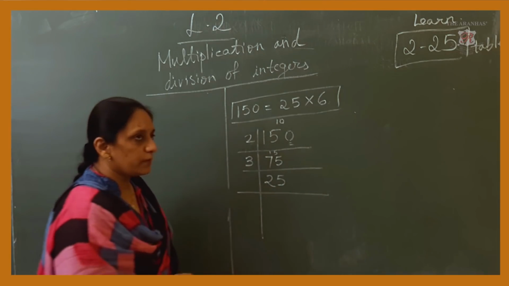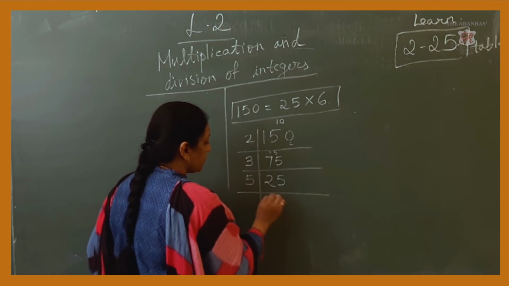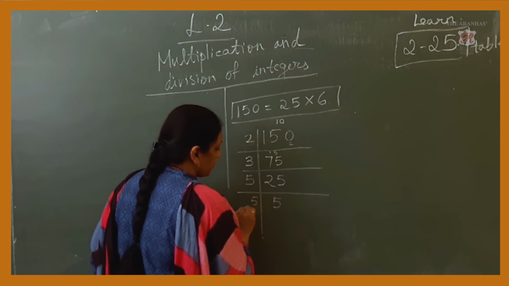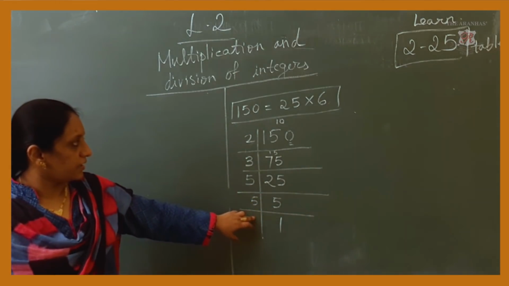Now what is the next number? 25 doesn't go in the 2 table, it doesn't go in the 3 table, 4 table no. The 5 table it goes. 5 fives are 25, and 5 and 1. This is called the prime factor method, again I am telling you.